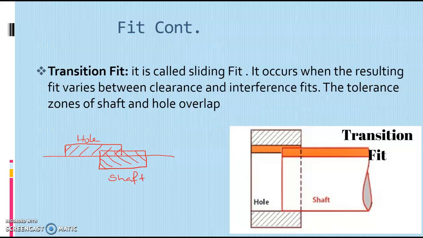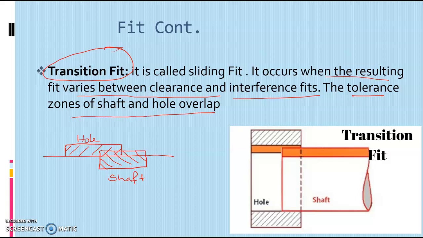The third and final type of fit is the transition fit. It occurs when the resulting fit varies between a clearance and an interference fit. We can't tell whether it is a clearance fit or an interference fit. Both are possible with these combinations. Here the tolerance zones of the shaft and hole overlap, which is shown in this picture. You can see that it is overlapping here.